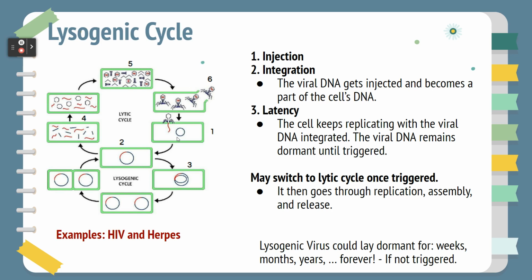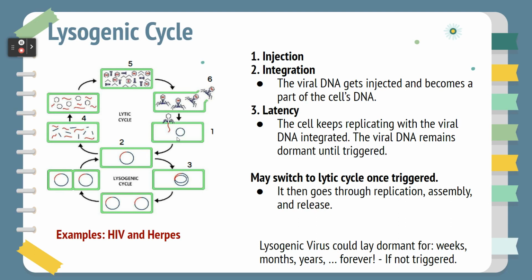Number 2 is integration. This stage is where the lysogenic cycle differs significantly from the lytic cycle. Put a star next to this, please. Instead of immediately taking over the host cell's machinery, the viral DNA integrates into the host cell's DNA. It becomes part of the host genetic material, forming what's known as a prophage.